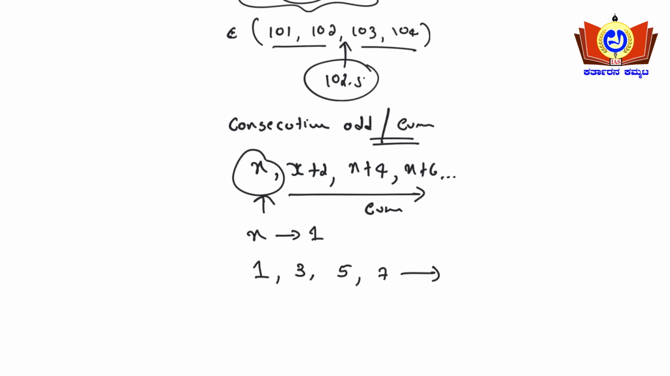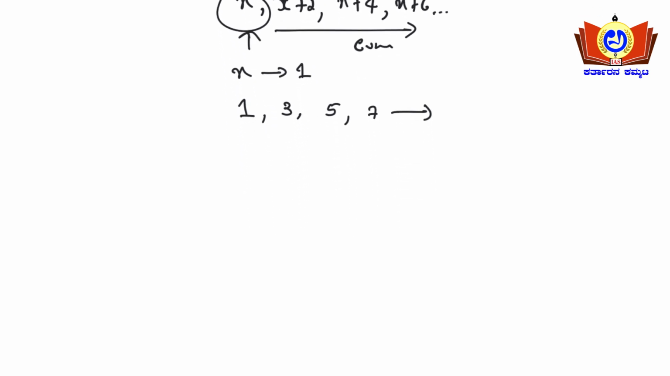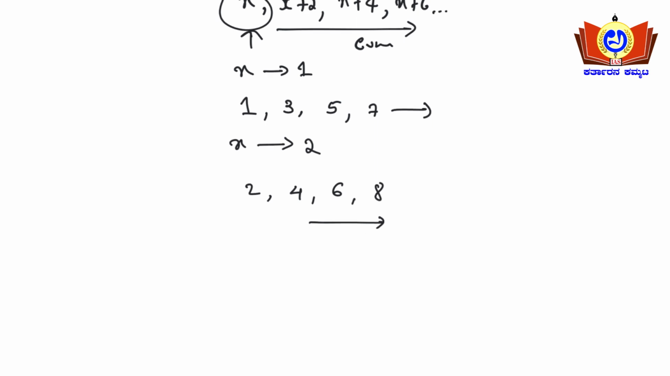So this is the consecutive odd number series. And if we substitute x as 2, then 2 plus 2 will be 4, 2 plus 4 will be 6, and 2 plus 6 will be 8. So this series becomes the consecutive even number series. Okay, the same rule applies here: the middle observation will be the average.